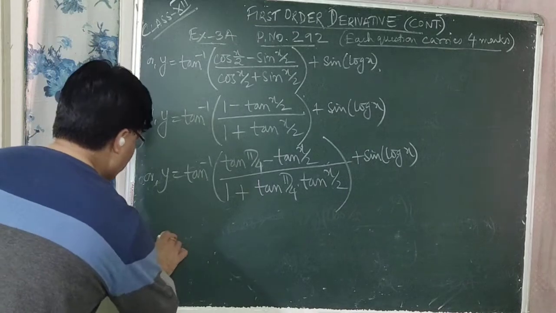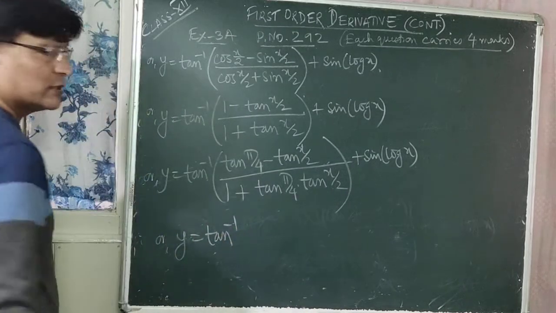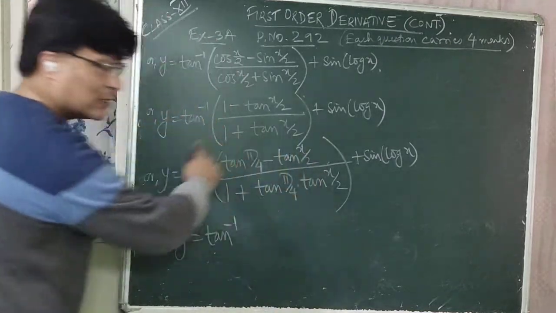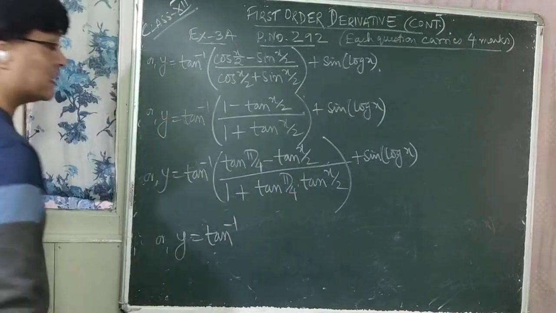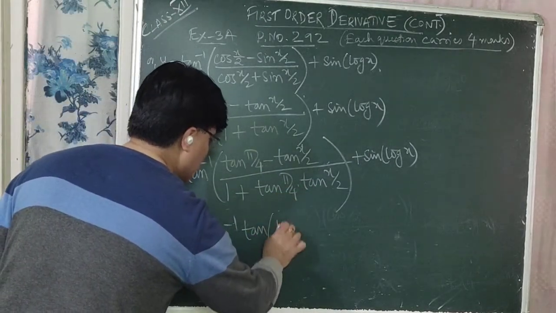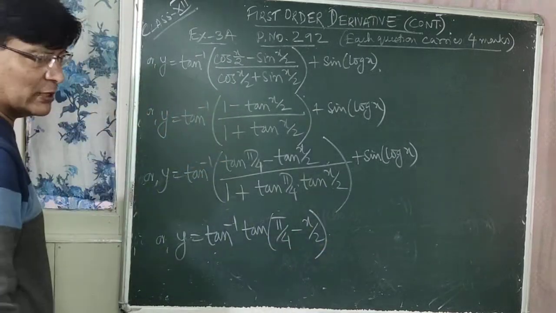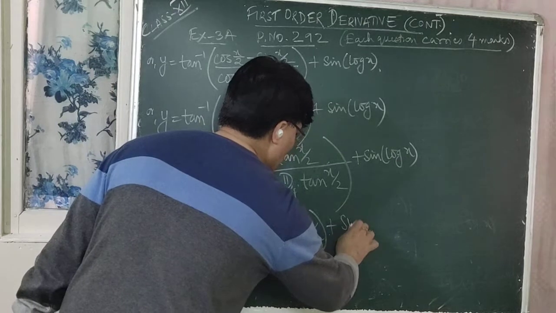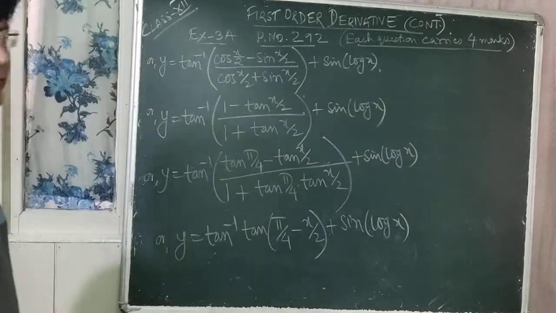So, or y is equal to, this is your tan inverse. So what is the formula in this case? From compound angle, tan a minus tan b upon 1 plus tan a tan b. What is the formula? Tan of a minus b. So it is tan of, what is a minus b out here? It is pi by 4 minus x by 2. Then plus, what should you write here? Sine of log x. Is it clear?